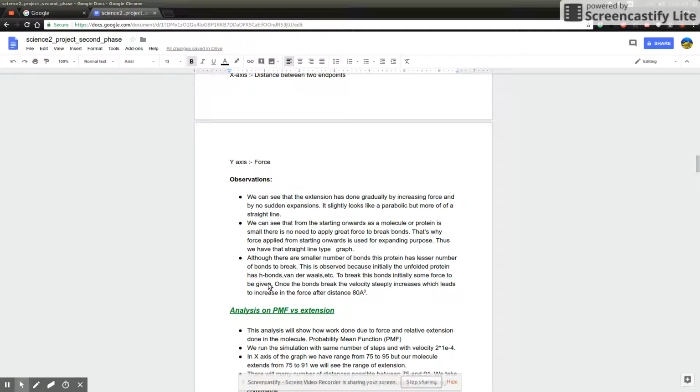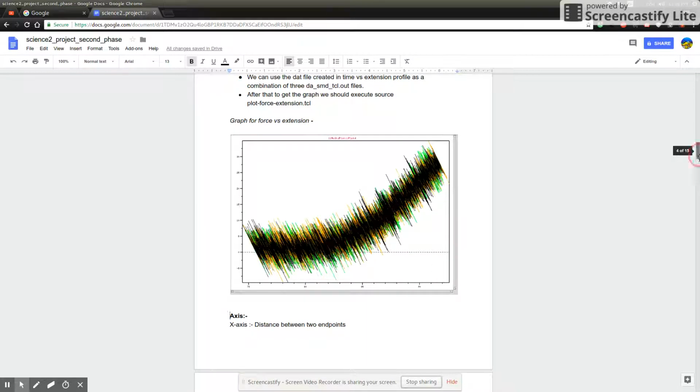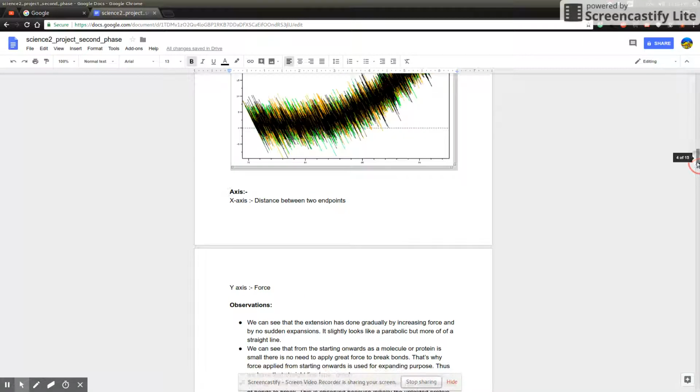So once the hydrogen bonds and van der Waals forces are not there, the force which we are applying will be much higher. You can see this sudden increase, and when the force is increasing so much, you can get the maximum expansion. Once the bonds break, the velocity steeply increases, which leads to an increase in the force after a distance of 80 angstroms, after the slight increase. So that's it from the analysis of the forces extension graph.